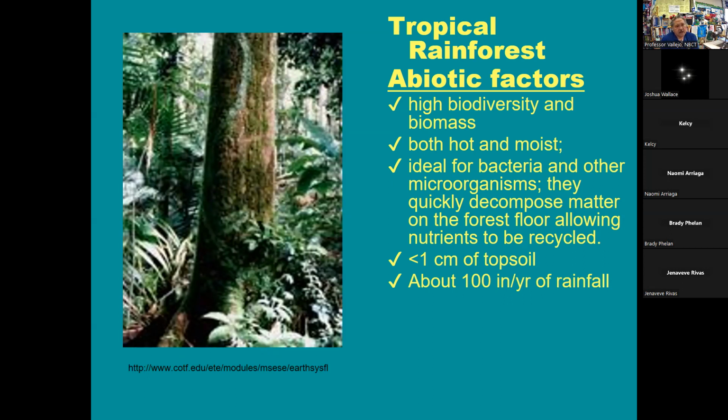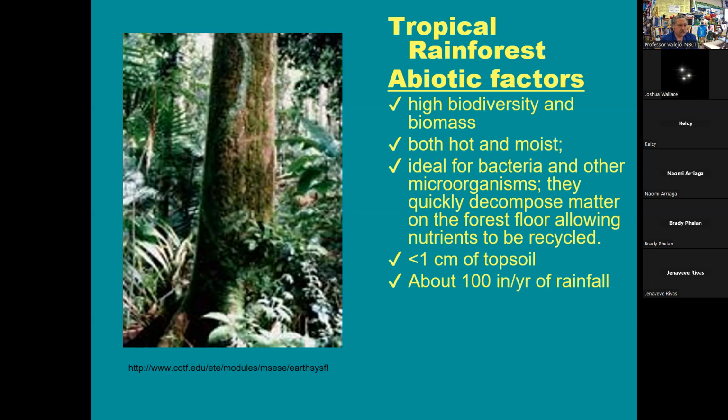Back to the PowerPoint, we have hot and moist, the abiotic factors, ideal for bacteria and other microorganisms. Very little topsoil, so the soil is not very rich. And 100 inches of rainfall per year. Just depends on what part specifically of the tropical rainforest you're at. And sometimes it gets up to 450 centimeters per year. Remember, an inch is 2.54 centimeters per inch.